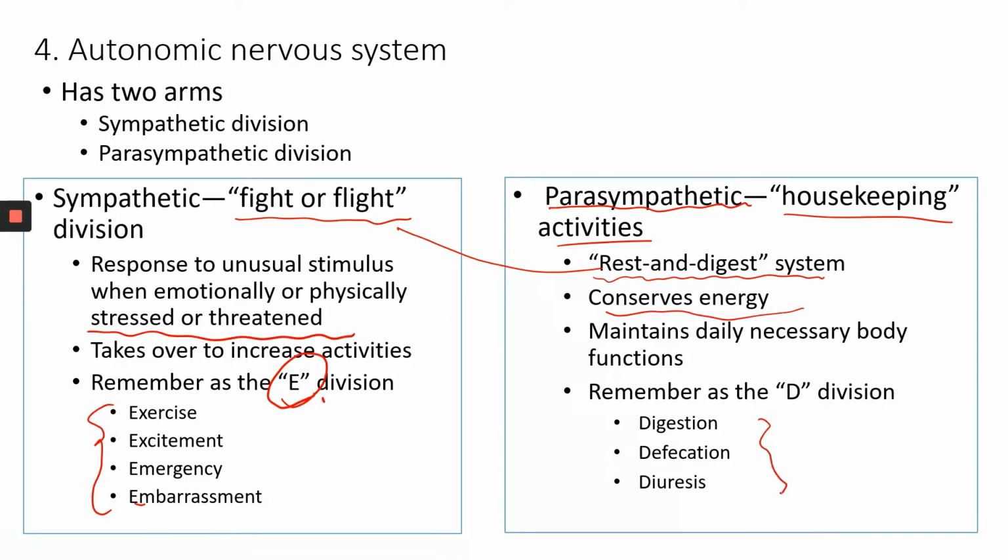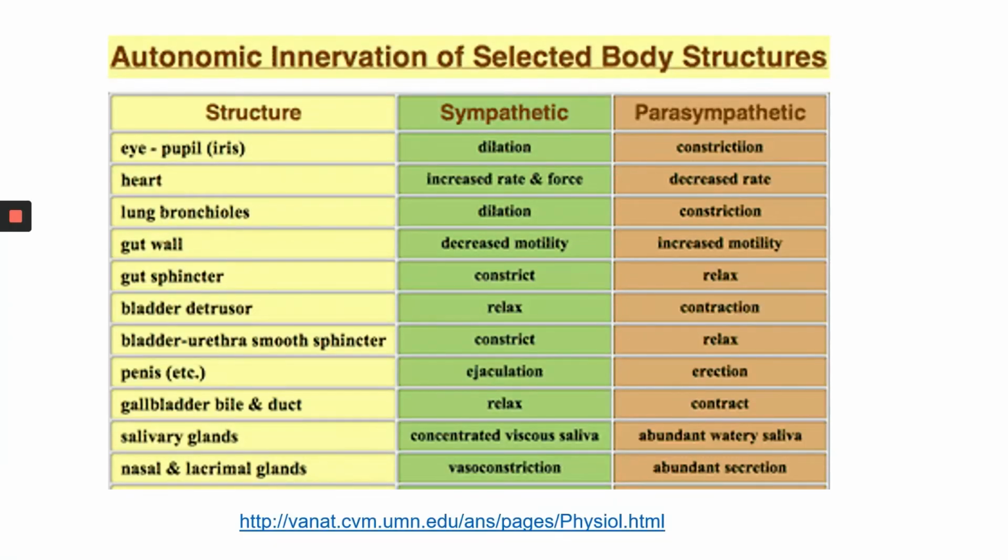So digestion, defecation, diuresis. So this means production of urine, which is similar to defecation, right? When you're really restful, your body performs those activities. So I found this list from the internet. I think it's a very good, very detailed list.